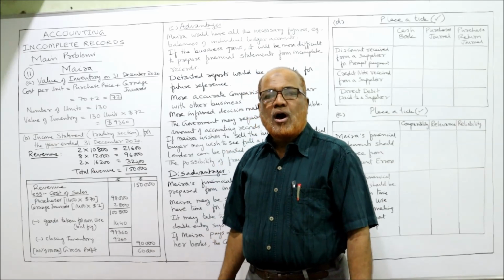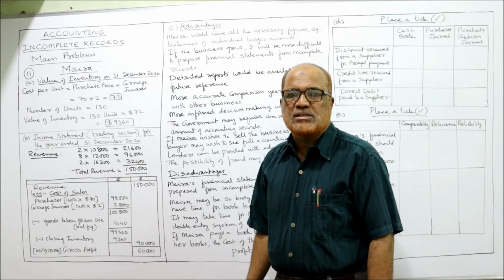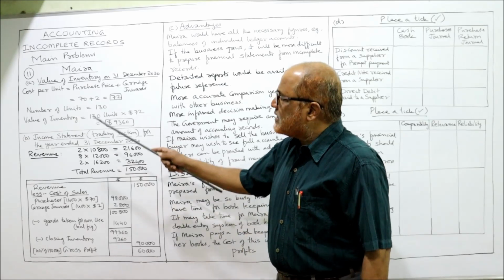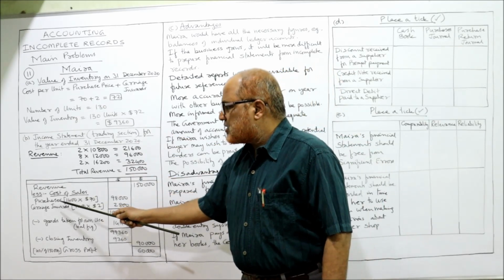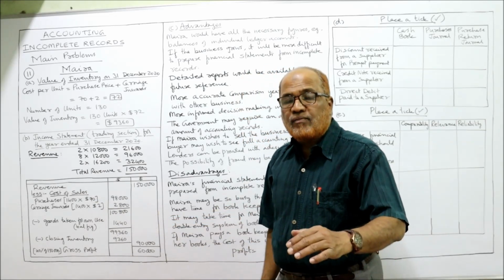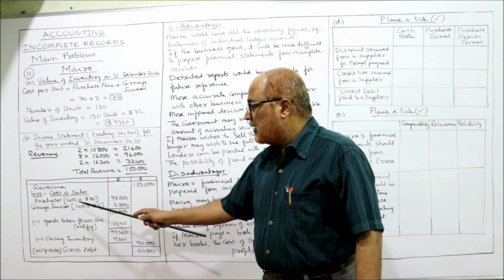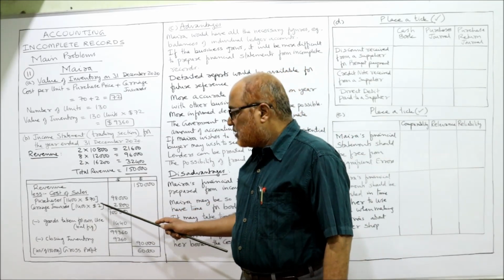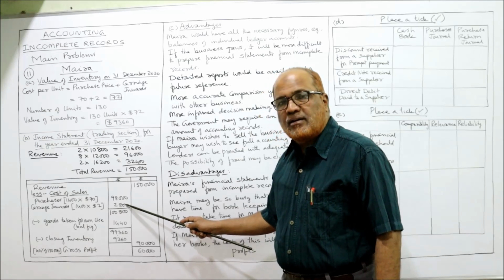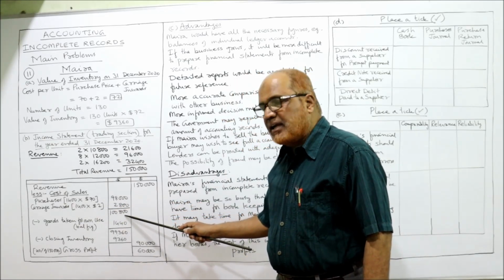Then purchases. How many units have been purchased? It is given in the problem. 1,400 units are purchased. Each unit purchase price $70. So purchase 1,400 units into $70, 98,000. Apart from that, carriage inward is paid $2 per unit. So 1,400 units into 2, that is 2,800. This is the carriage inward. Add up 98,000 plus 2,800, 1,00,800.